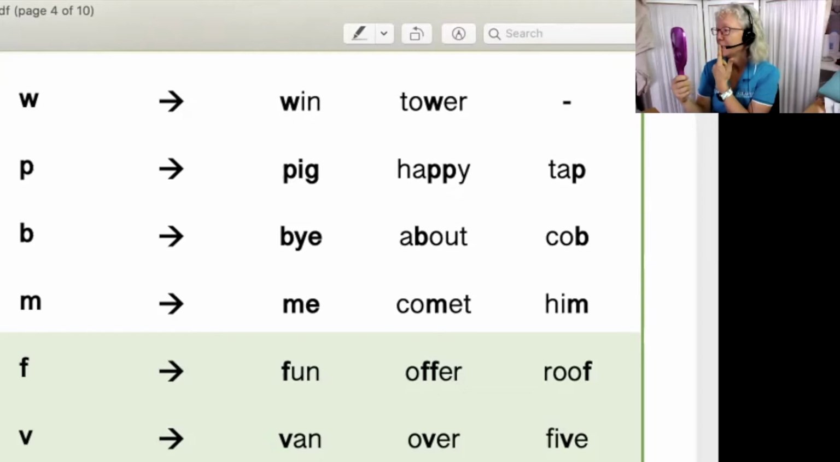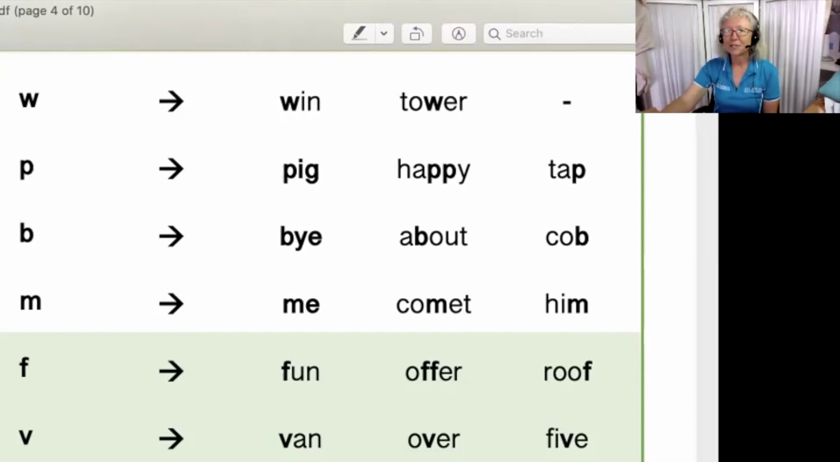And the last one in this top section is m. Can see the articulators being used. It's my lips. I can feel that there's vibration, so it's voiced. And then in the words, me, comet, him.